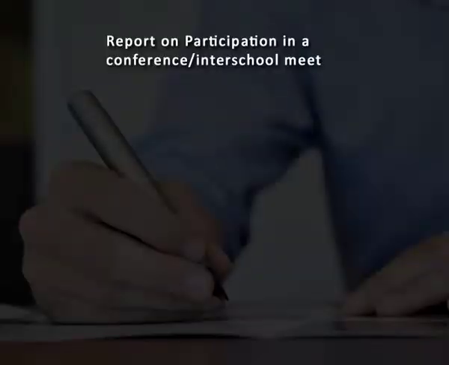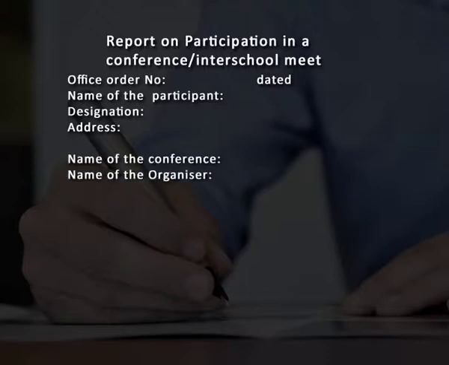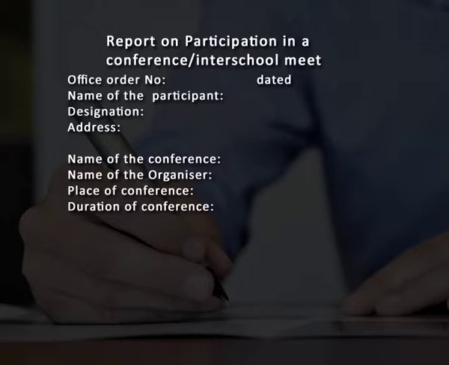The first thing, you have to mention it as the conference report. In the second line, give the title of the conference that you have attended and write down a report on participation in a conference. In the next line, you have to write your office order number and the date on which you are writing this report. Below that, you should write your name, designation and address. You have to write the name of the conference, the name of the organizer and the venue of the conference and how long it has taken place, that is the duration of the conference.